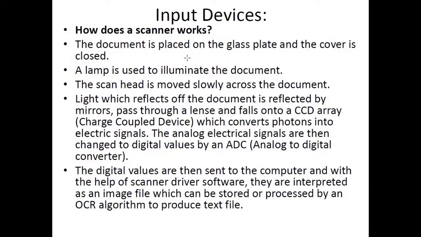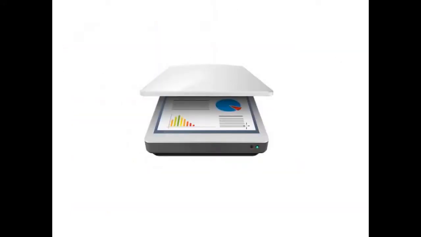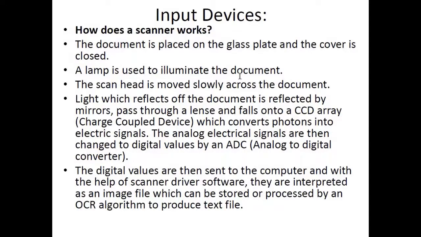Now, how does a scanner work? The document is placed on the glass plate and the cover is closed. This is the cover, this is a document, and below it is a glass plate or a glass screen. The document or whatever is to be scanned is put on the glass plate and the cover is closed. A lamp is used to illuminate the document. The scan head is moved slowly across the document.